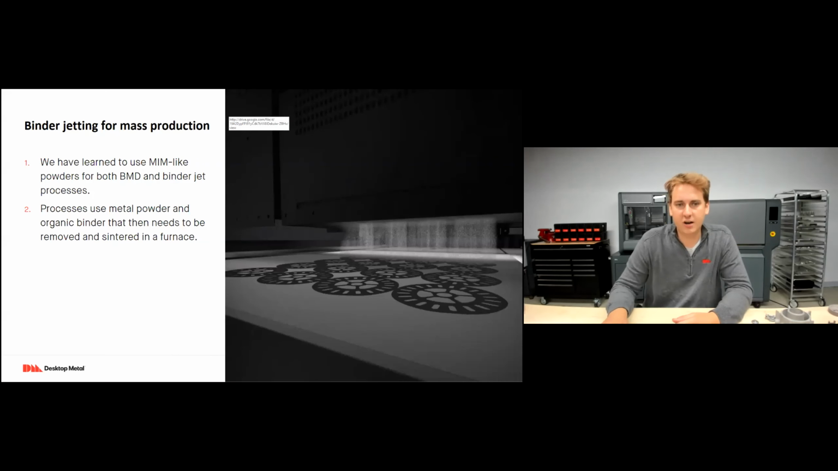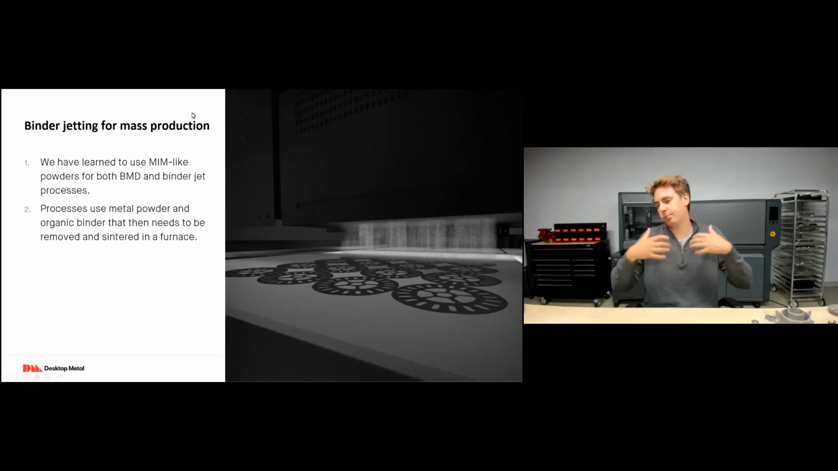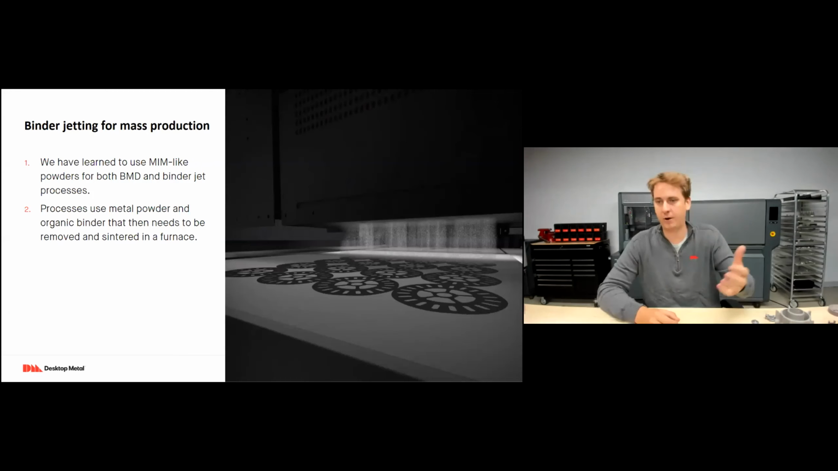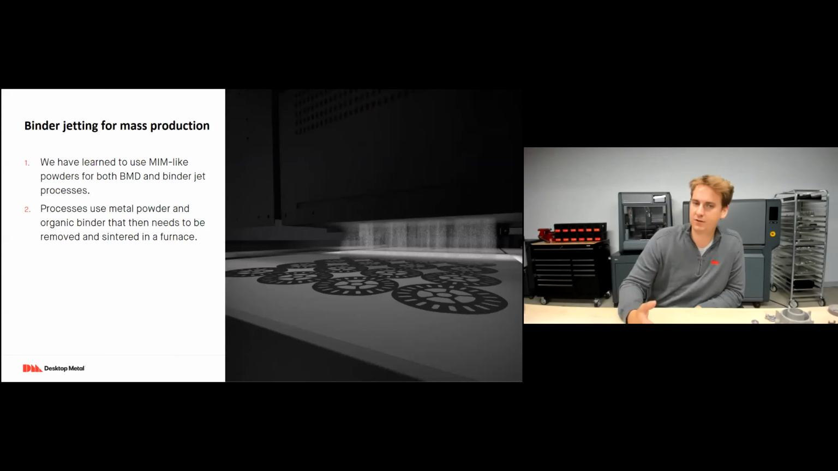So binder jetting is possible for mass production. We already learned to use these metal injection molding powders that we already use in this process as well. And now we're learning to use them with the binder jetting process. Both of these processes rely on these low-cost metal injection molding powders, and then we use this organic binder that's going to be removed and sintered in the furnace.